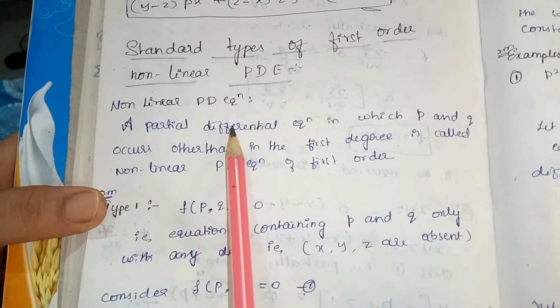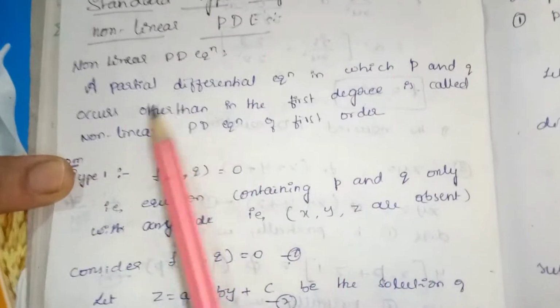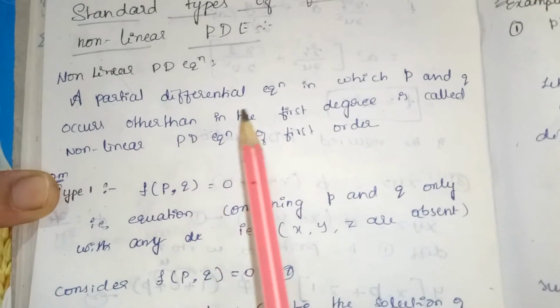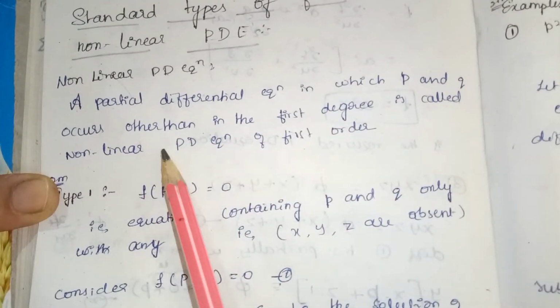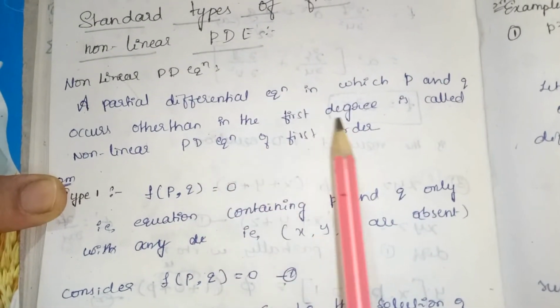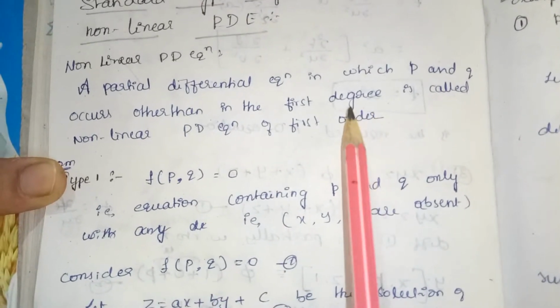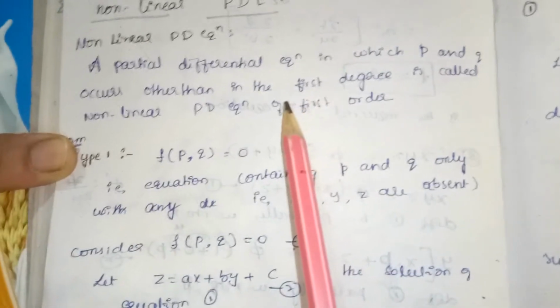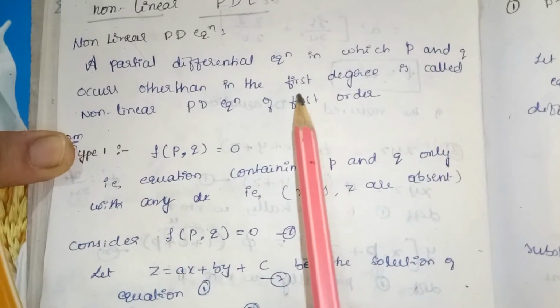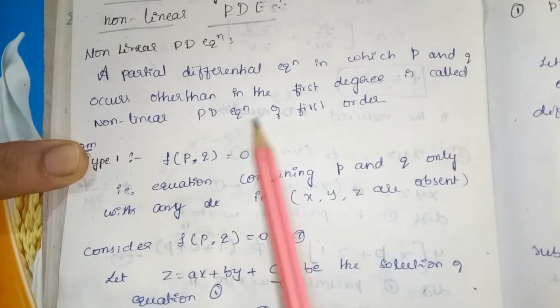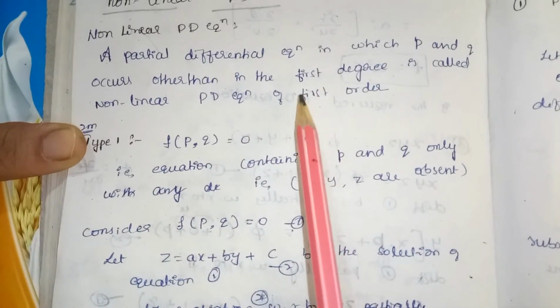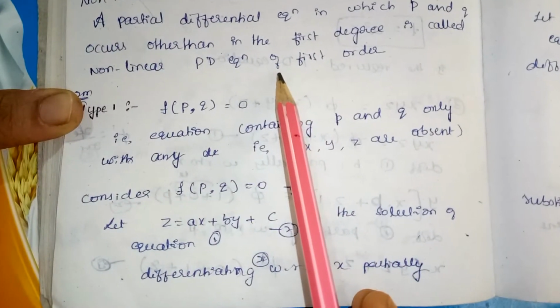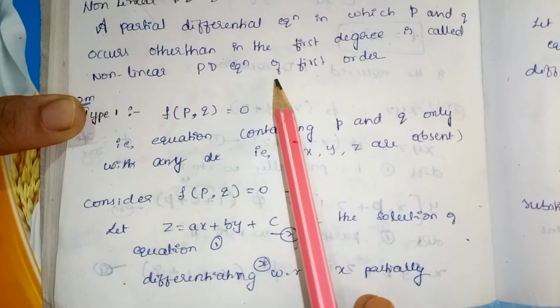A partial differential equation in which p and q occur other than in the first degree is called a non-linear partial differential equation of first order. If first order first degree is present, we call it a linear partial differential equation, but other than the first degree we call it a non-linear partial differential equation of first order. Next we discuss the methods of solving the non-linear partial differential equation.